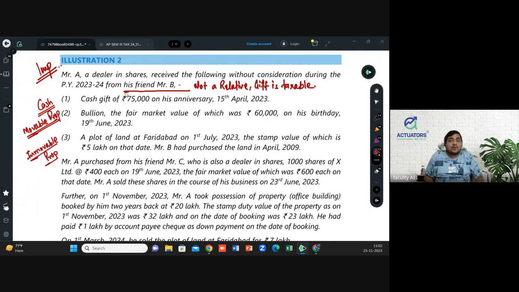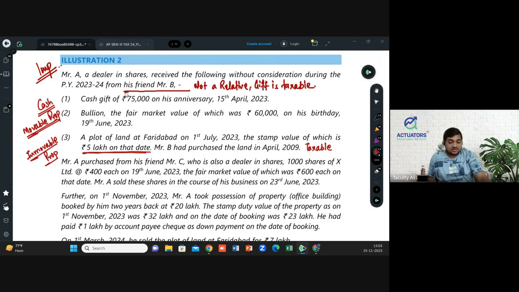Now, in case of immovable property, we are going to see individual asset wise. So we can easily see that this 5 lakh is exceeding rupees 50,000. This is individual checking. In case of cash gift and movable property, we need to see aggregate. But in case of immovable property, we are going to check individually. So individually, this is exceeding 50,000. Right, so this is taxable. If the stamp duty value of the property that you have received as gift is exceeding 50,000, then it is taxable.